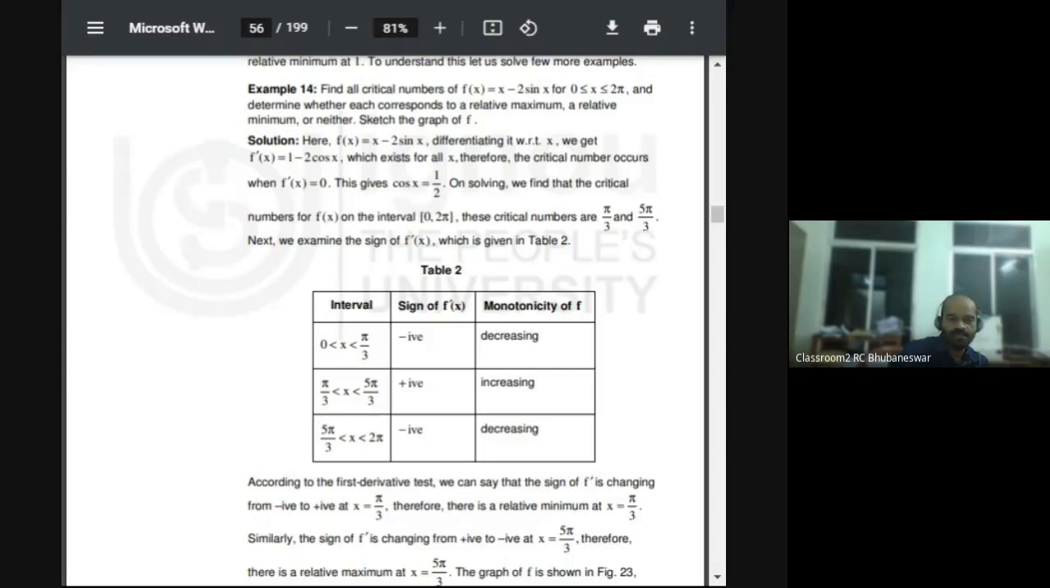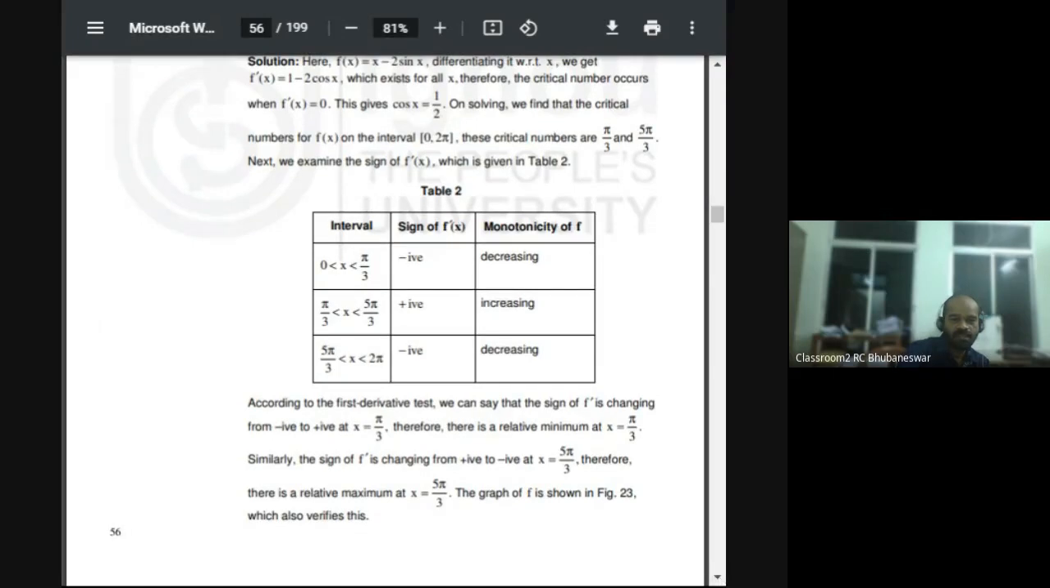So let us look at the table. In the table it has been clearly mentioned 0 to pi by 3. That means on the left-hand side of the first point, the interval is from 0 to pi by 3. That means there is a left interval of the point pi by 3. We have to ensure the sign of f dash x by substituting any value of x between 0 and pi by 3, and that is negative. So here we can conclude that the function is decreasing.